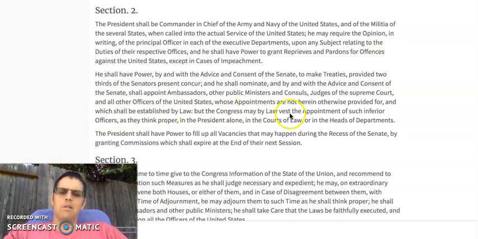But the Congress may by law vest the appointment of such inferior officers as they think proper in the President alone, in the courts of law, or in the heads of departments. The President shall have the power to fill up vacancies that may happen during the recess of the Senate, by granting commissions, which shall expire at the end of their next session.